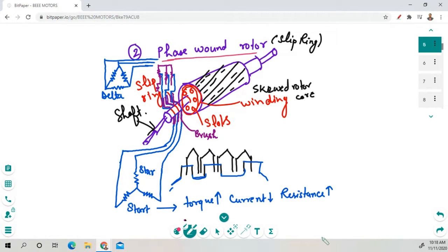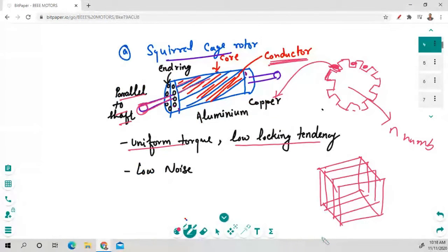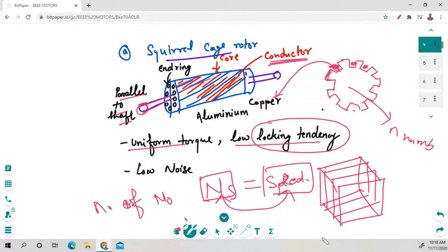The next type of rotor is the phase wound rotor. What is the difference between phase wound and squirrel cage? From here you can see what the locking tendency is. Locking tendency is nothing but when your ns is equal to the speed of the rotor, no current is flowing. When they are in the same position, then no EMF and no current is going to be generated.